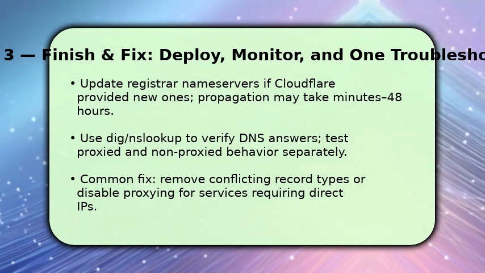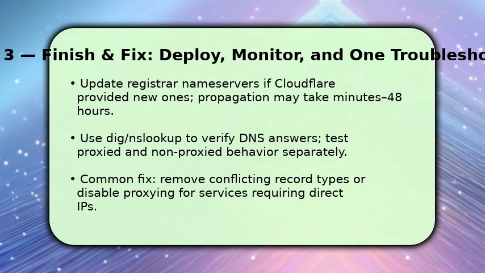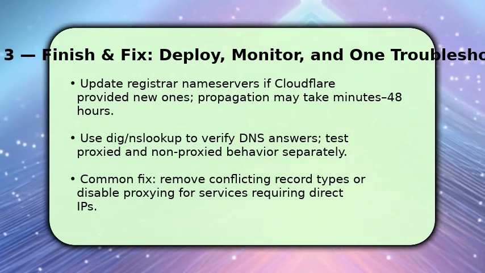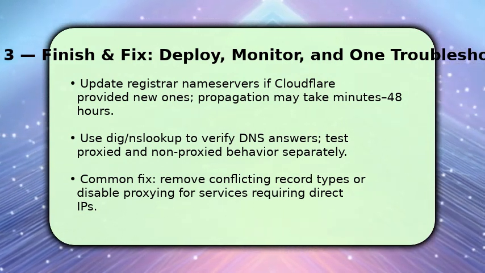If mail or verification fails, make sure the MX or TXT record is not proxied or duplicated. And if needed, remove the conflicting record type, A versus CNAME, and re-add it correctly.